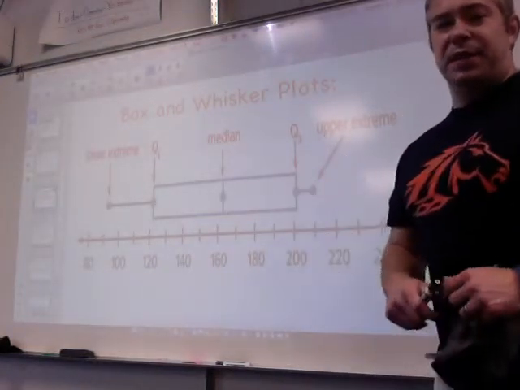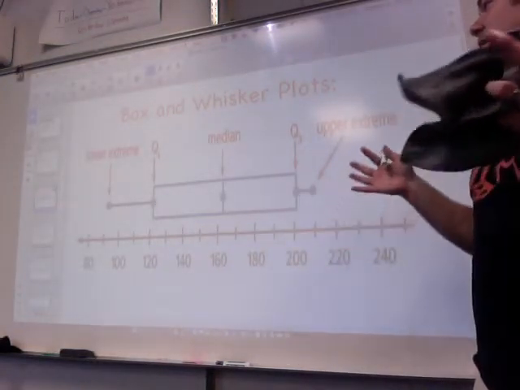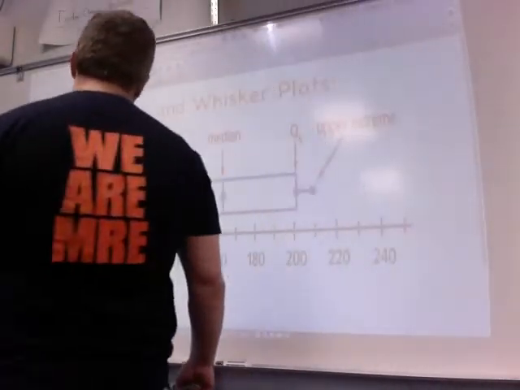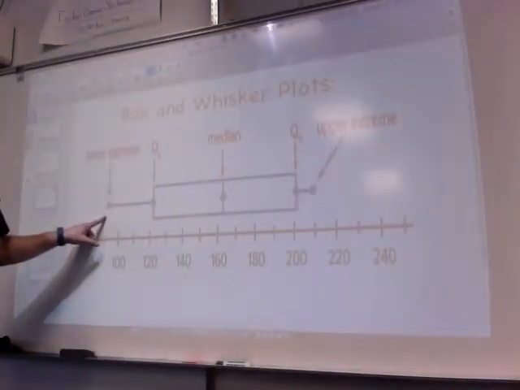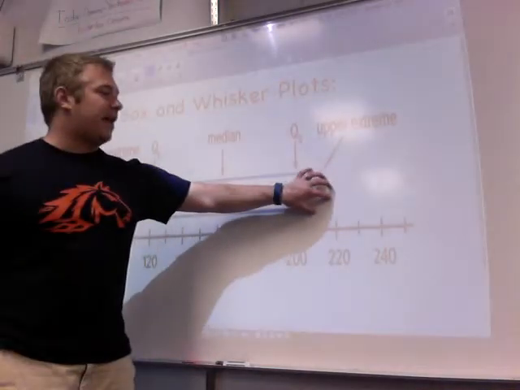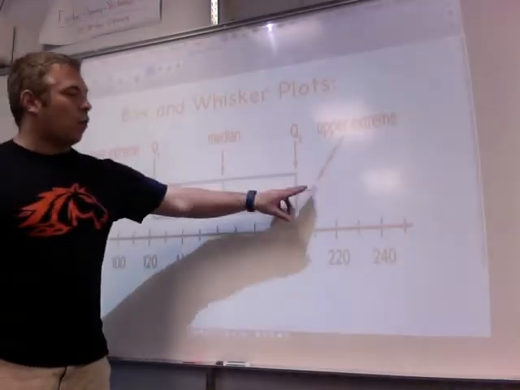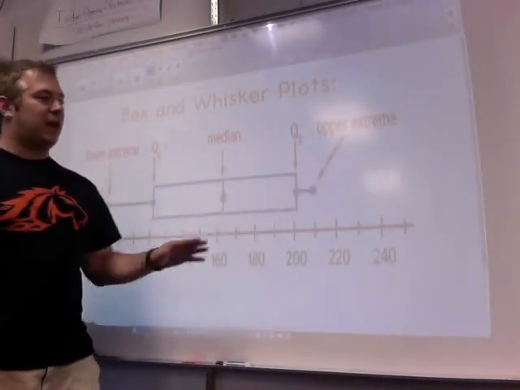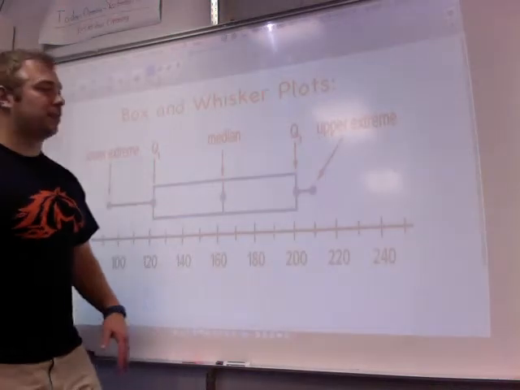Alright, so this is your basic box and whisker plot. It has a couple of areas. It has your lower extreme. That's the first point over here. But that is not an outlier. Box and whisker plots do not have outliers on the box or the little whiskers. If there's outliers, they're past the whiskers, all right?